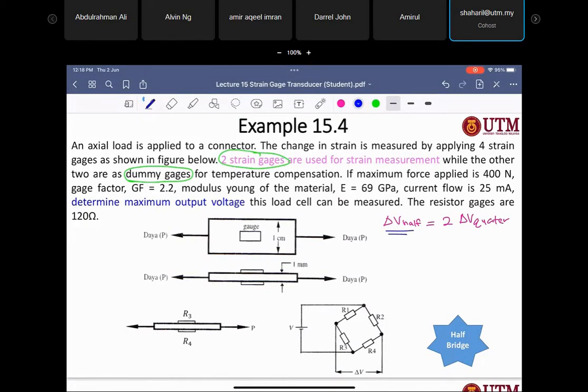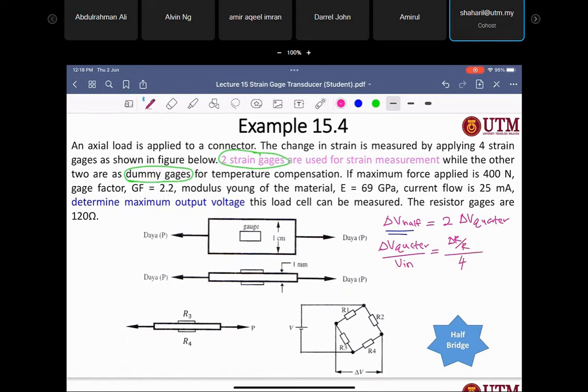The gauge resistance is 120 ohm, all in 120 ohm. So this is the axial load cell. So what is the formula that we can use? Before that, delta V quarter. We can get delta V quarter over V in is equal to delta R over 4.